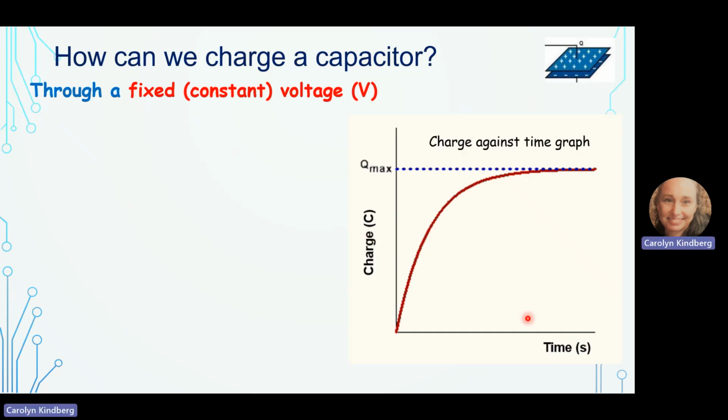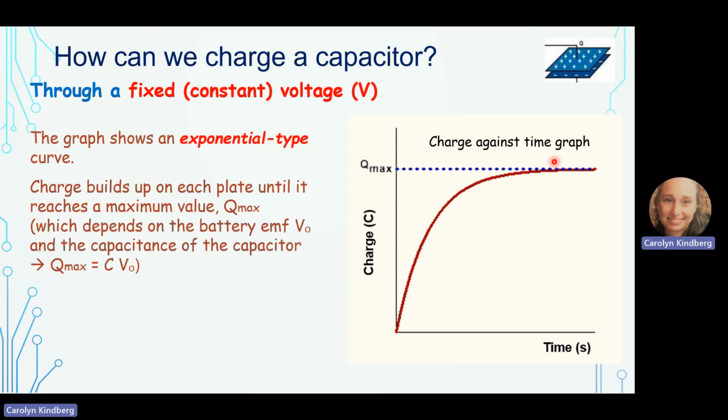If we look at the charge-time graph for a capacitor that is charging, you can see that at the beginning the charge is 0 and it increases very rapidly, and then it starts to increase less rapidly until it increases very slowly, and by the time it's reached its maximum charge, the gradient, the rate at which it's charging, has decreased to 0, so it's stopped charging. This graph shows an exponential type curve.